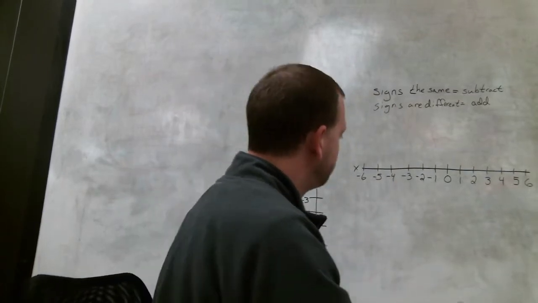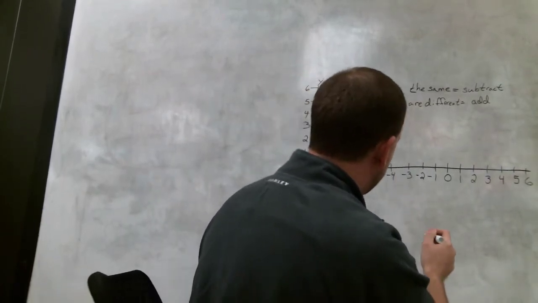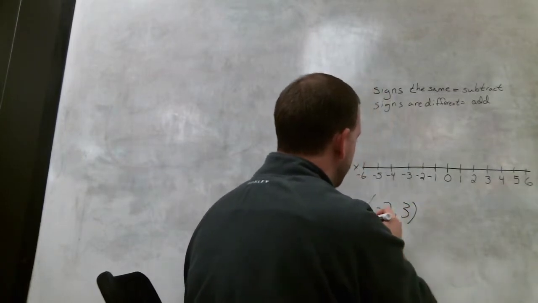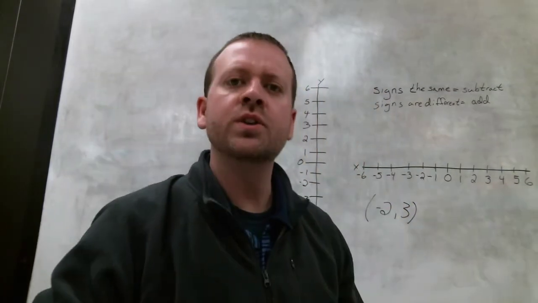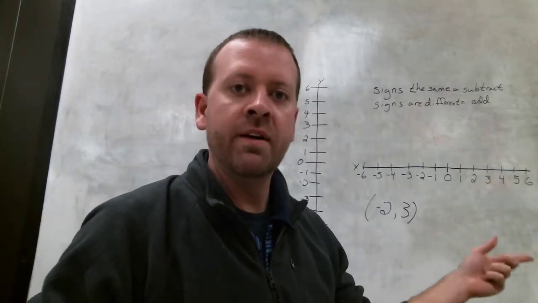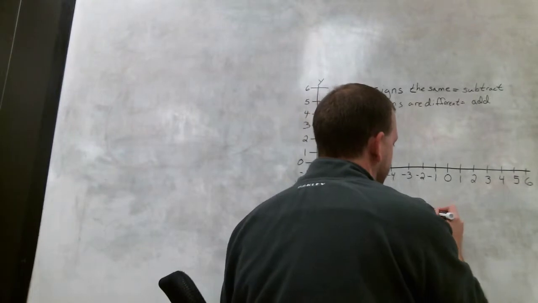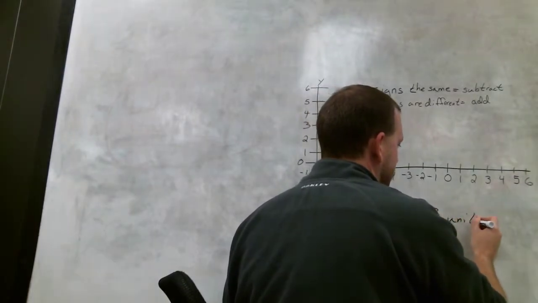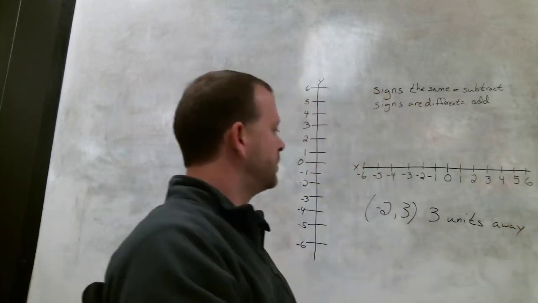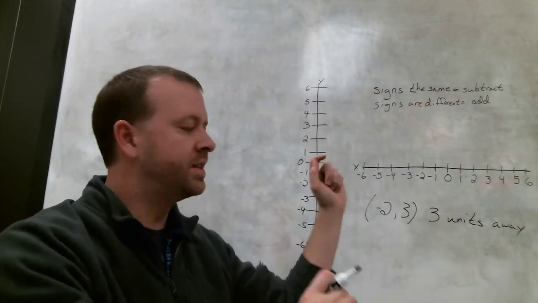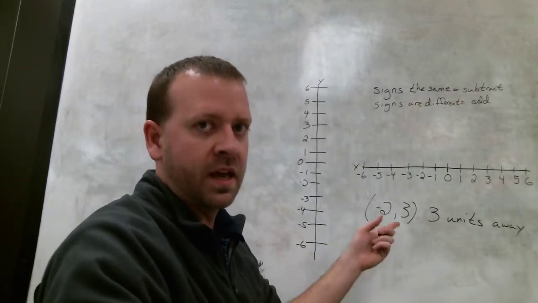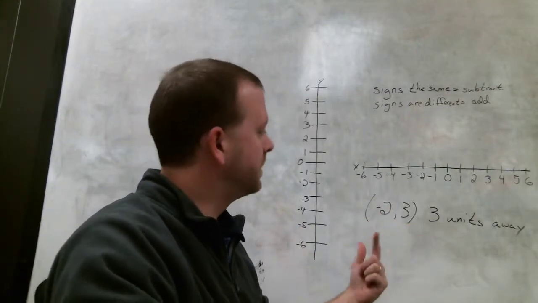Okay. Now, there's another way that they may do this. They may give you, let's see, let's do that negative 2, 3 that we had up here before. And they say they want you to go 3 units away from here. Okay? They want you to go 3 units away from this point.